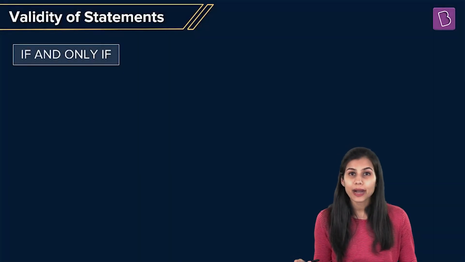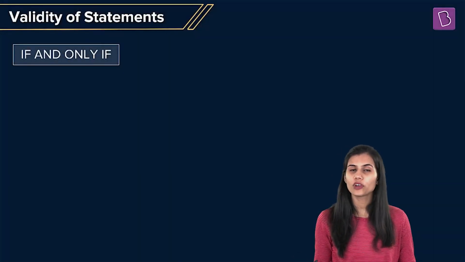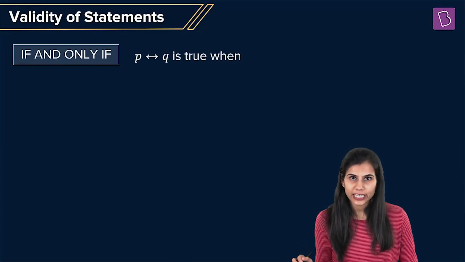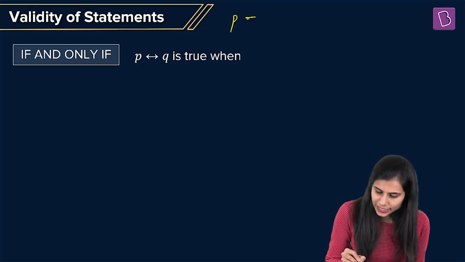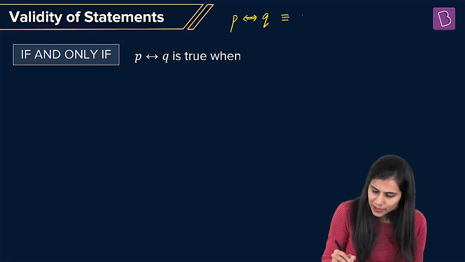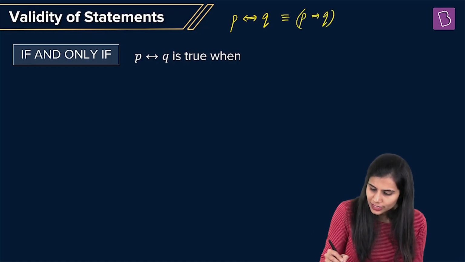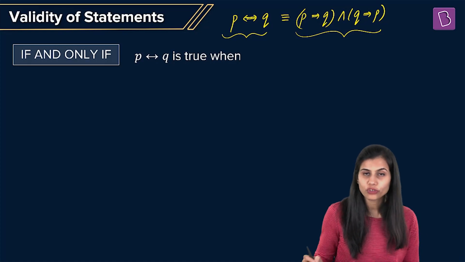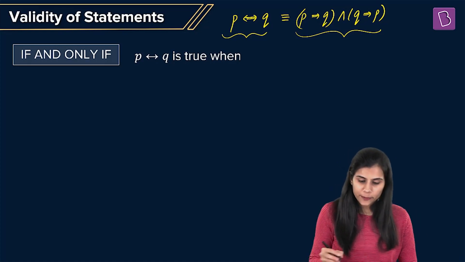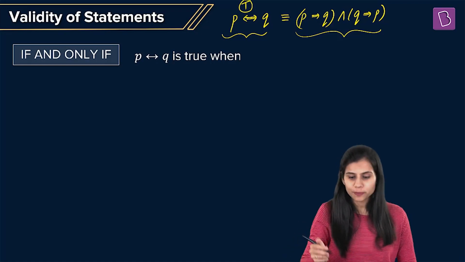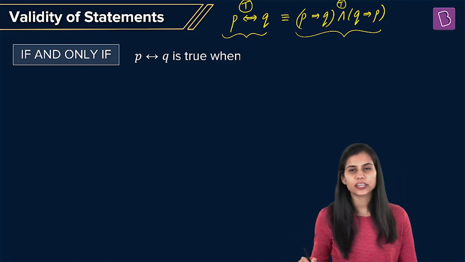Next up, we have the biconditional statements, which are statements involving the if and only if phrase. They are called your if and only if implications, which look like P double implication Q. We know that this is the same as P implies Q and Q implies P, isn't it? Because both these statements are logically equivalent, proving that this biconditional statement is valid is equivalent to proving that this conjunction statement is valid.